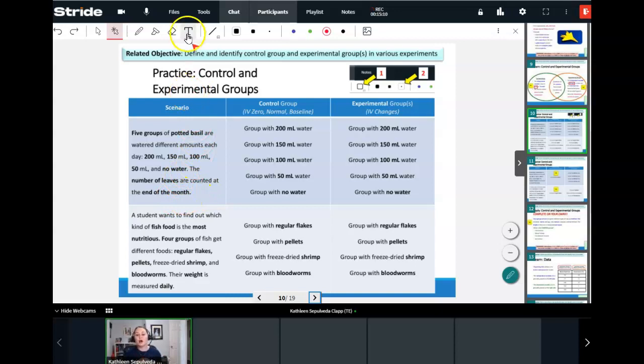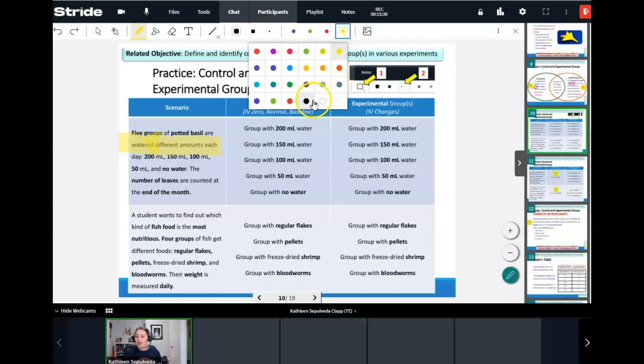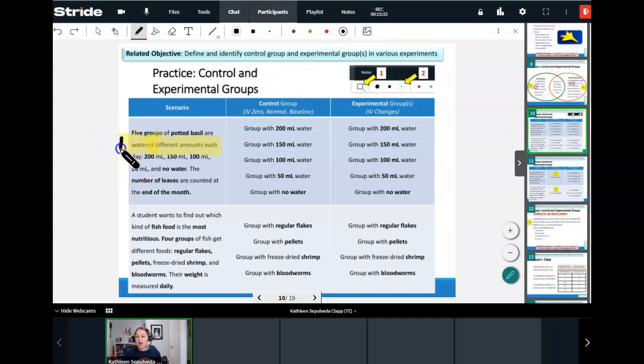All right, we identified already. Now I'm going to go ahead and use my highlighter too, and let me use a different color. I'll use yellow here. We've already identified that the different amounts of water is going to be my independent variable. And folks, I'm going to abbreviate independent variable. It's going to be abbreviated IV. Okay, so that's my independent variable, my IV. That's the amount of water in each one.